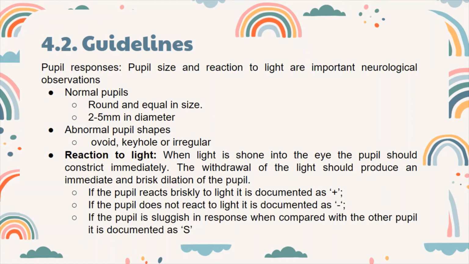For the reaction to light, when light is shone into the eye, the pupil should constrict immediately. The withdrawal of the light should produce an immediate and brisk dilation of the pupil. If the pupil reacts briskly to light, it is documented as positive. If the pupil does not react to light, it is documented as negative. If the pupil is sluggish in response when compared with the other pupil, it is documented as S.